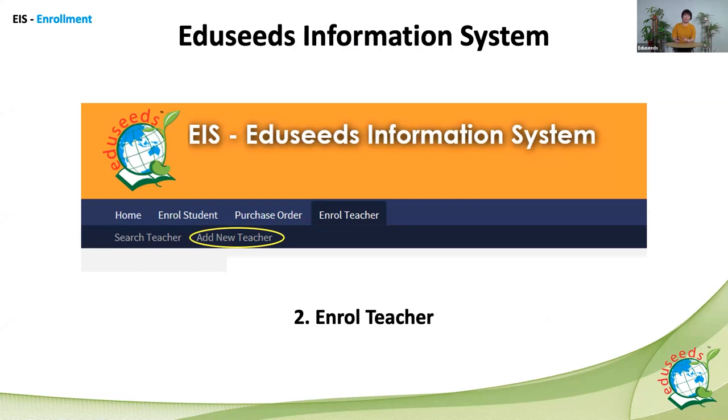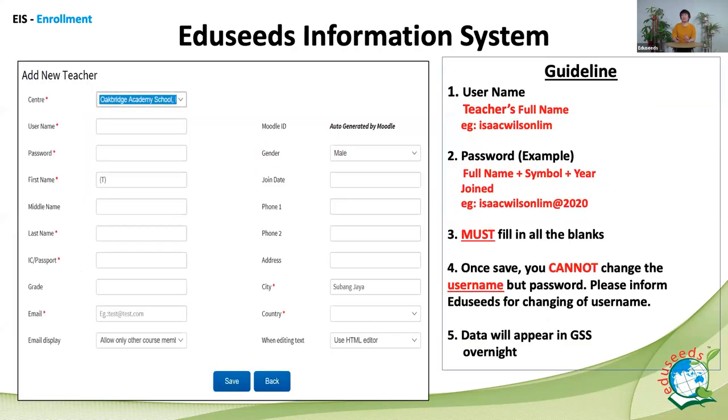Under the enrollment of the teachers, we click add new teacher. Once you click add new teacher, this is the same page as what you see in the enrollment of the students. So you have to fill in all the information here, and then you click save. Again, it will give you a Moodle ID for the teacher.